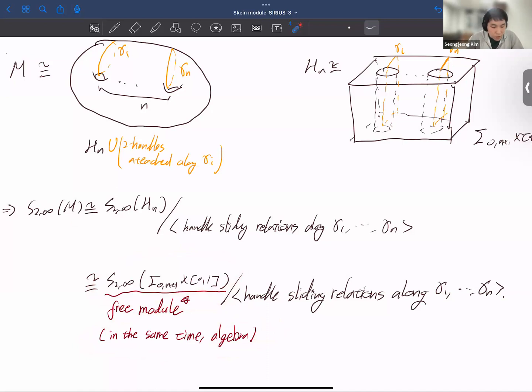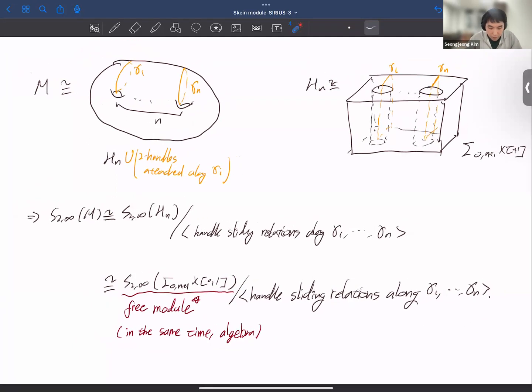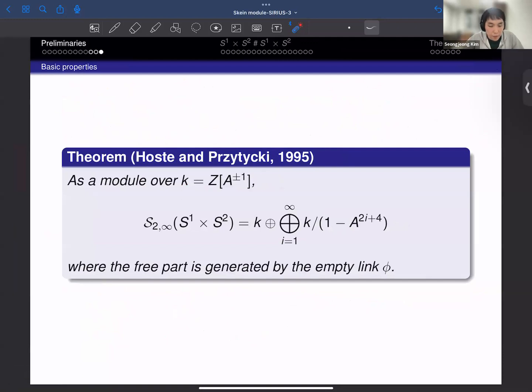So roughly speaking, to calculate the skein module of a three-manifold, we find generators for the skein module from the handle body, and we can find the relators from the attached two handles. And from this strategy, we can get such a result. By Hoste and Przytycki, it is proved that as a module over Z[A^{+-1}], the skein module of S1 times S2 is isomorphic to this decomposition of modules with the free part and such a torsion part, where the free part is generated by the empty link.